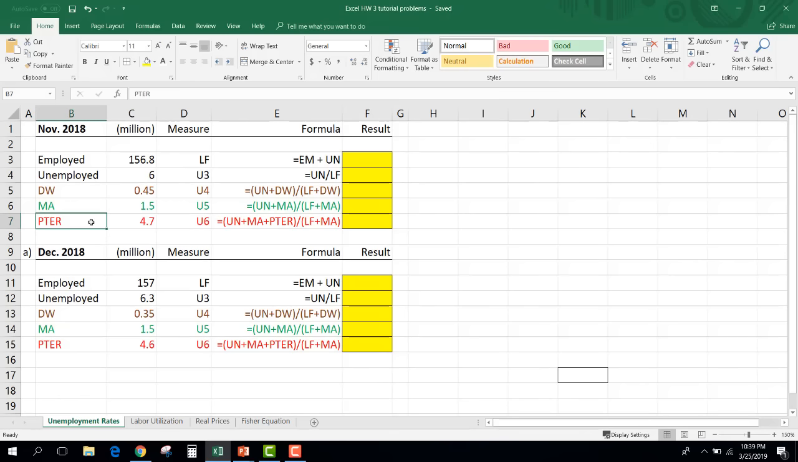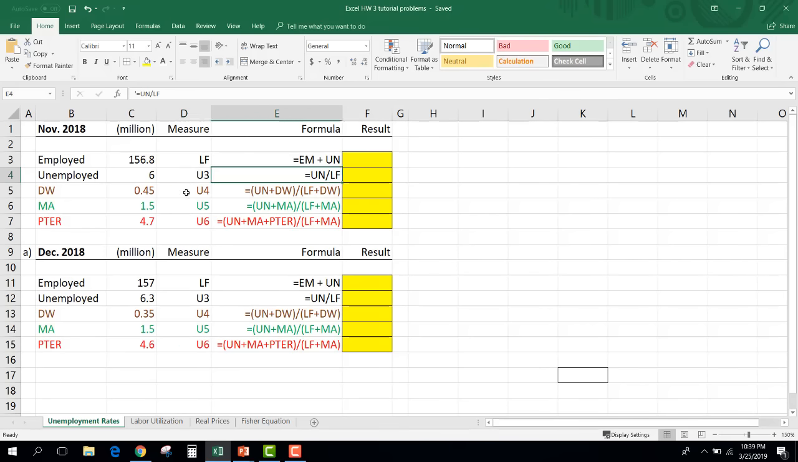And then we've got the part-time for economic reasons. These are people who would like to be working full-time but have settled for a part-time job because part-time is better than nothing, right? Okay, and then we have the unemployment concepts of U3, 4, 5, and 6. U3 is what is known as the headline unemployment rate, or the basic unemployment rate, and that is unemployment divided by the labor force.